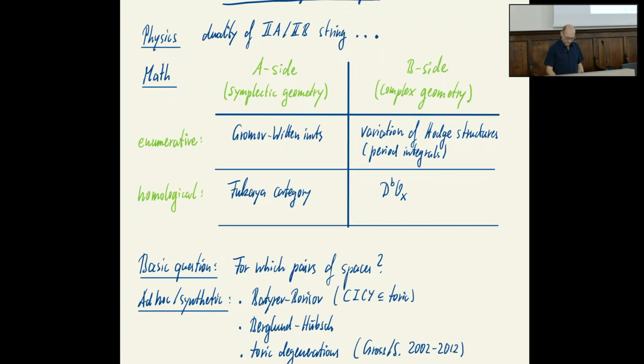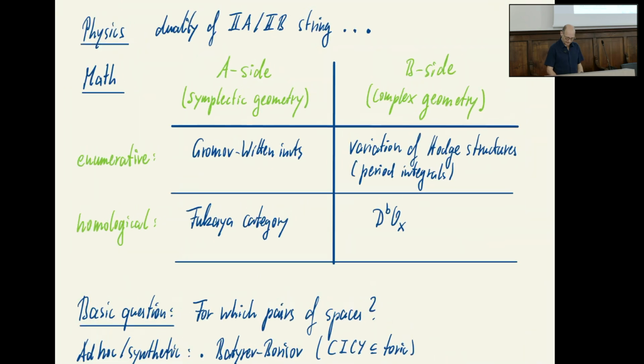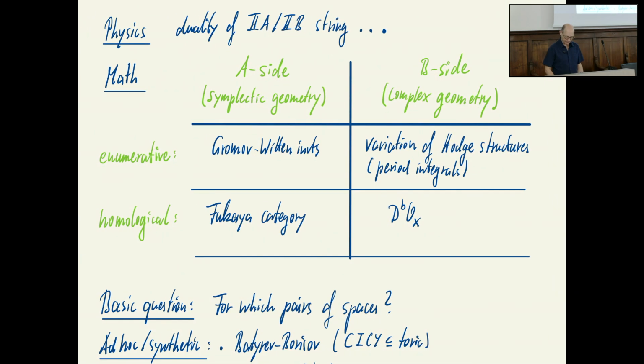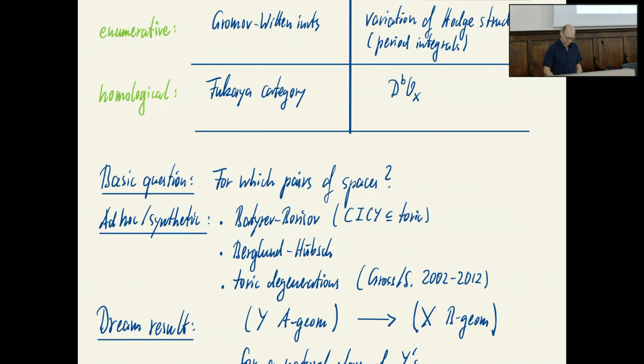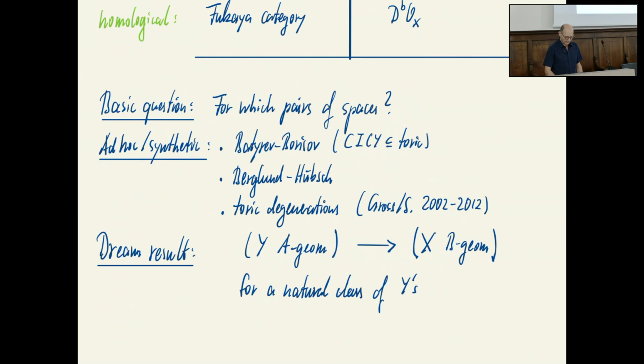So, of course, this whole field has been plagued by the basic question: for which pairs of spaces? That's a very basic question. Up to about 10 years ago, there were all kinds of ad hoc or synthetic constructions. A huge source of examples are complete intersection Calabi-Yaus in toric varieties. I just came back from a physics conference in Poland at the beginning of the month, and people are still deep learning how many there really are.